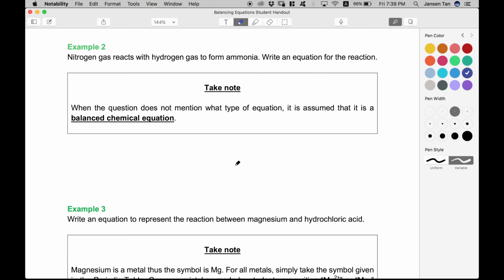Let's look at example 2. You can pause the video and then check your answer later. So the first step is to write the chemical formula. So we have nitrogen reacts with hydrogen to form ammonia. So nitrogen and 2 hydrogen to form ammonia.